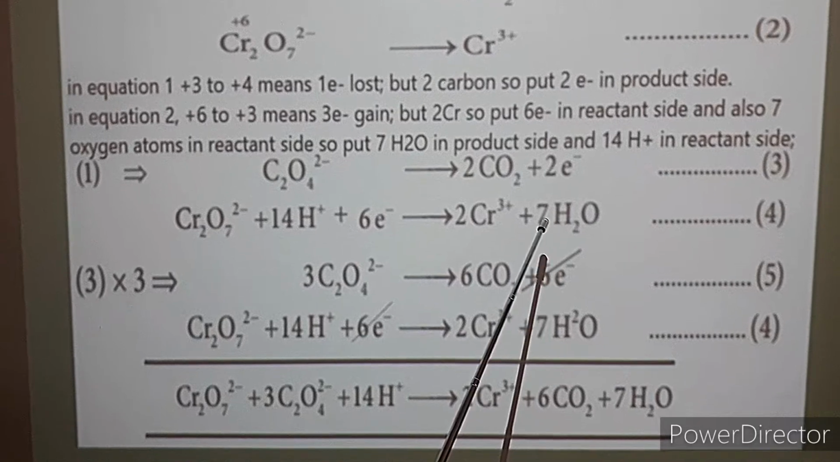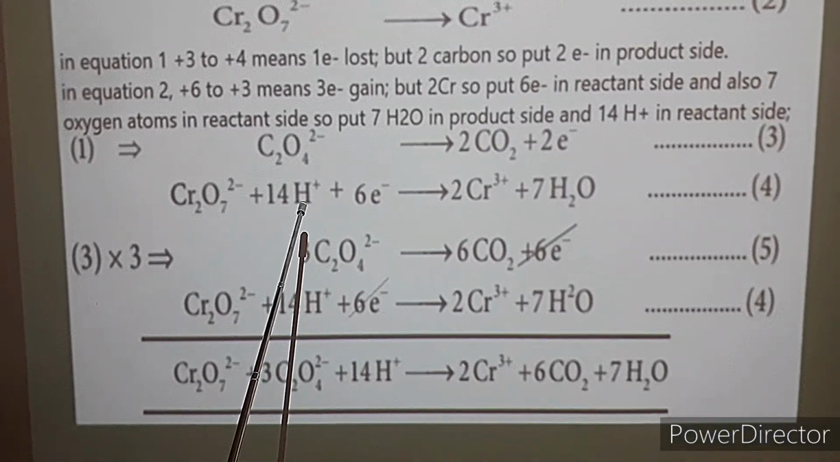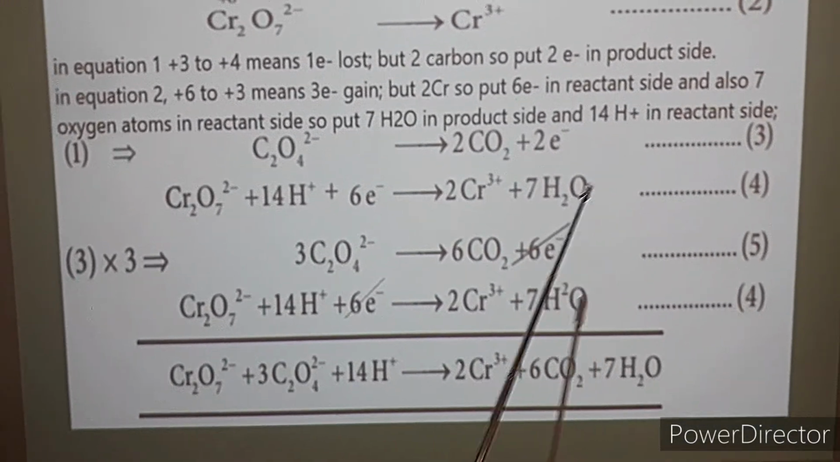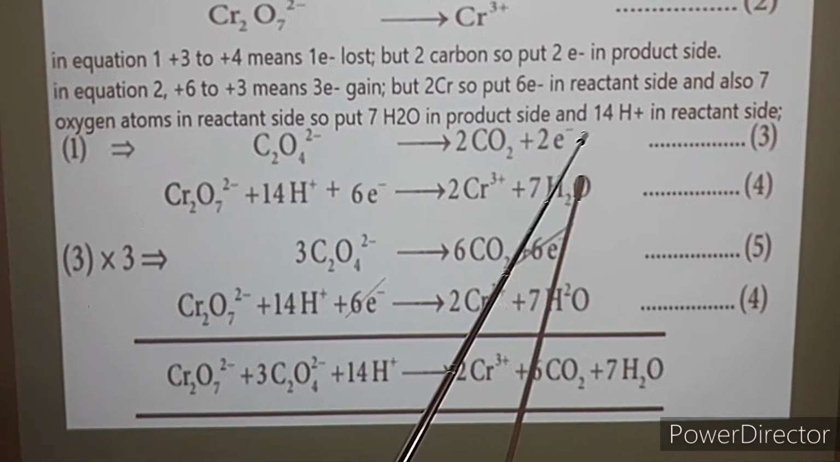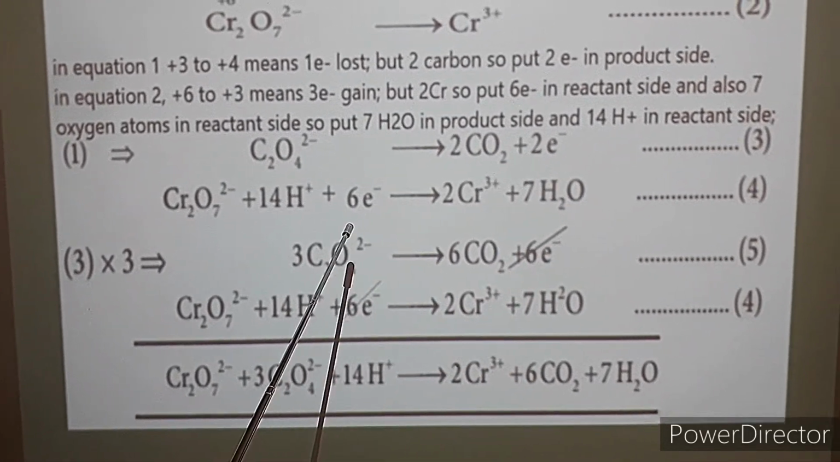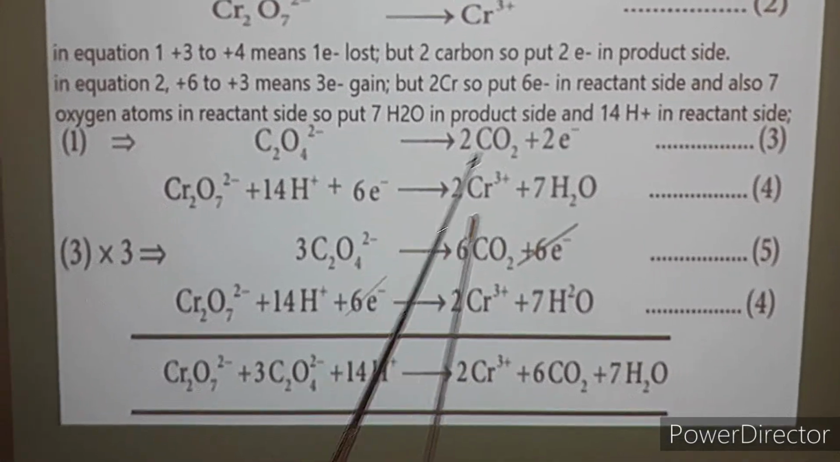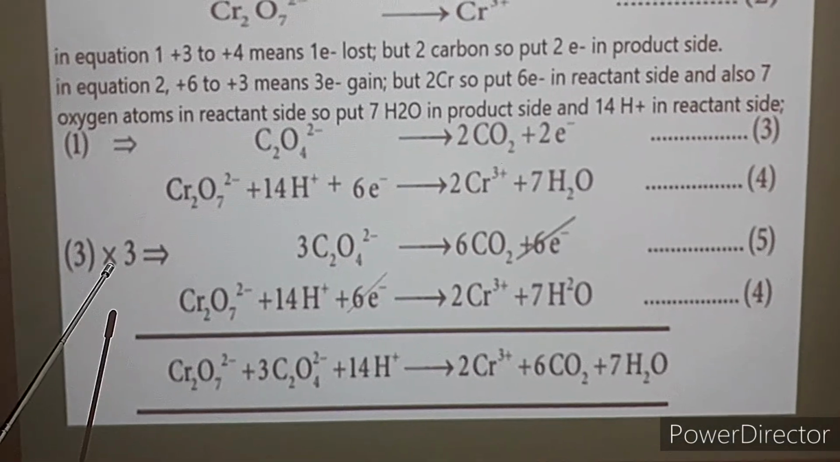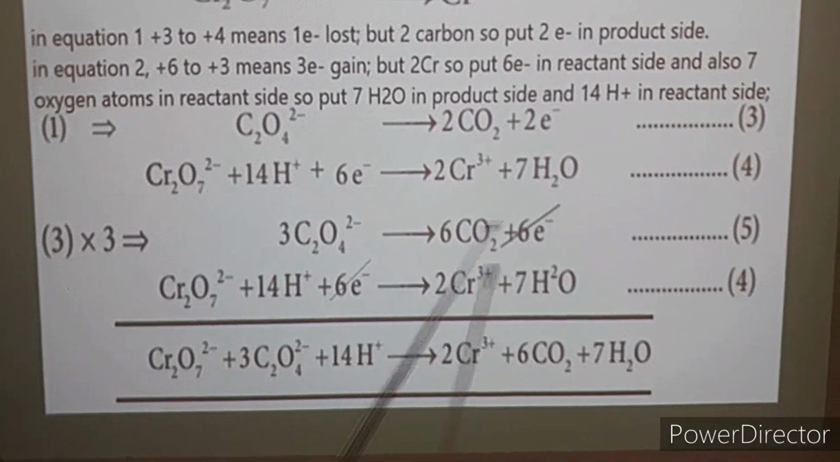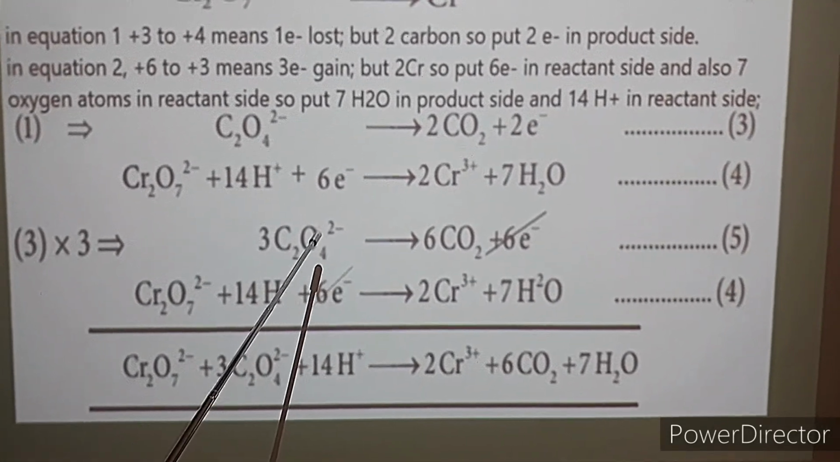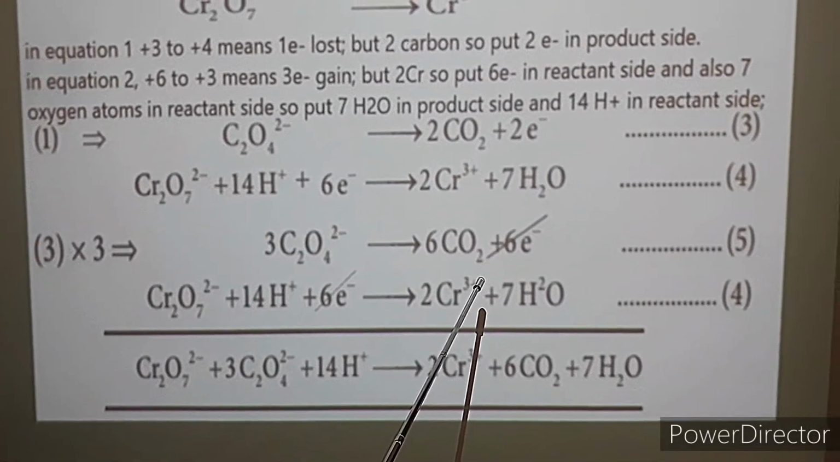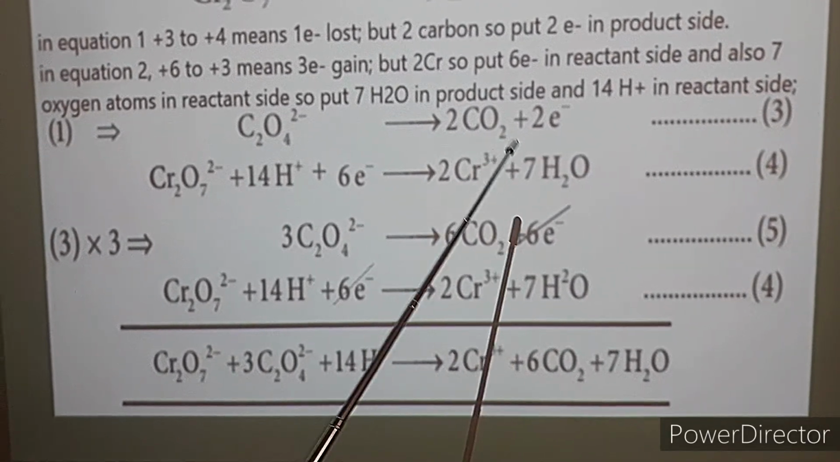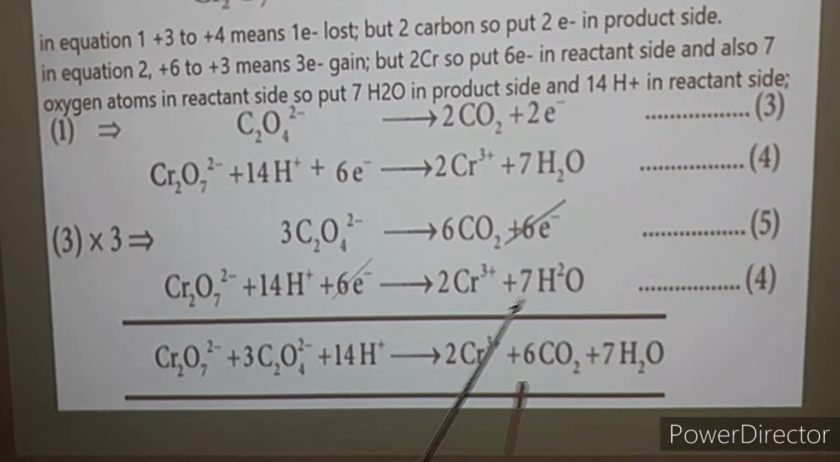That is balancing the 14 hydrogen with the 14 H plus in the reactant side. Now the electrons present in the third equation are 2 electrons only, but in the fourth equation 6 electrons. So to compensate these 2 electrons, we have to multiply the third equation with 3. We get equation 5: 3 C2O4 2 minus gives 6 carbon dioxide plus 6 electrons, and the fourth equation as it is I am going to write here.